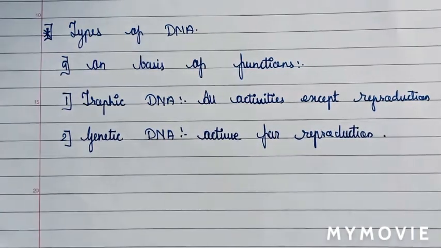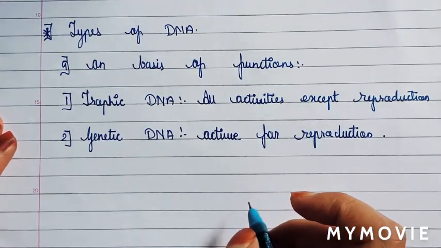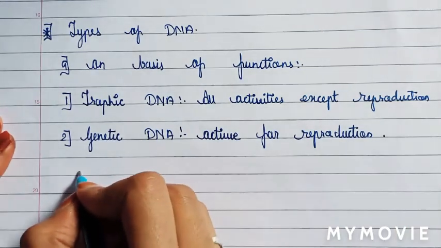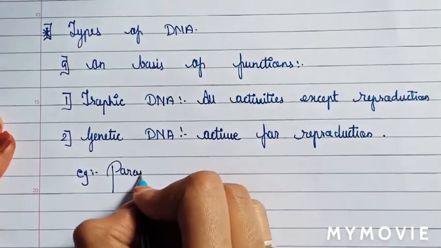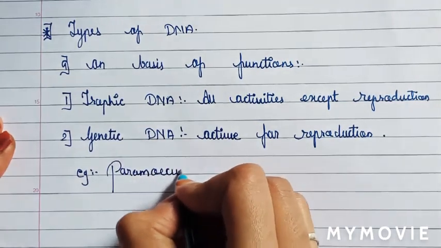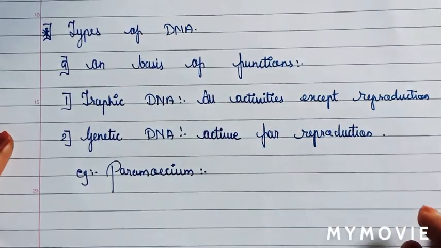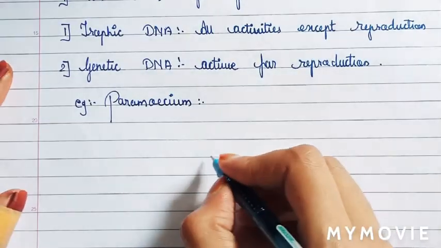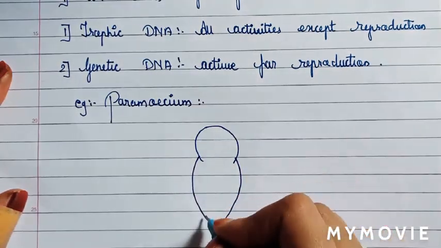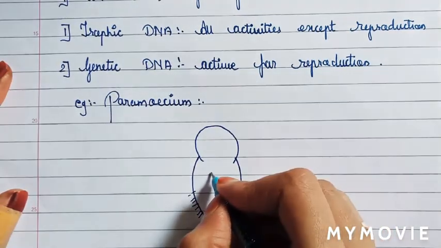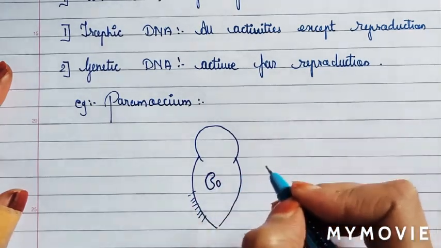Now, if you want to see the trophic DNA and genetic DNA, this type of DNA we can find in just Paramecia. So the example of these types of DNA is Paramecia. Paramecia have 2 nuclei. If we see the structure of Paramecia, here the cilia are present. Here you can see a larger bean-shaped nucleus and a small nucleus.